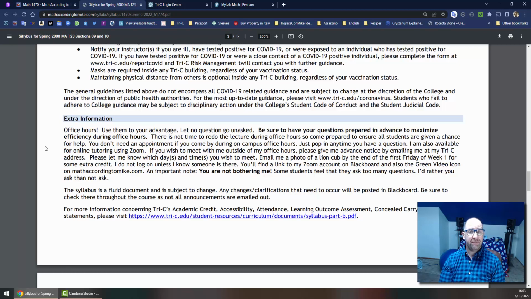If you're coming to the in-person ones, you don't need to make an appointment. Only if you want to meet outside of that time, you need to make an appointment. I don't turn on Zoom unless I know someone's going to be there. And again, links are on Blackboard and my Math According to Mike, and I'll show you where that is. But the main thing there, and it's in bold, you're not bothering me if you're coming to the office hours.